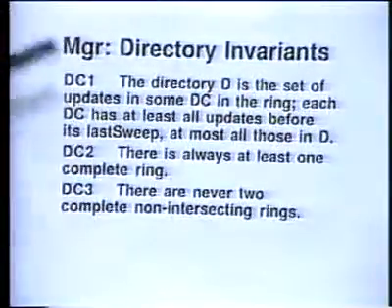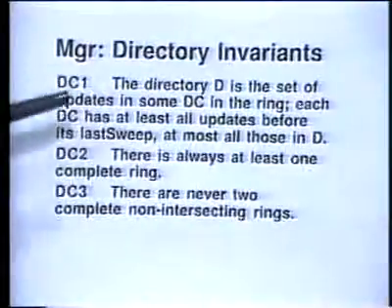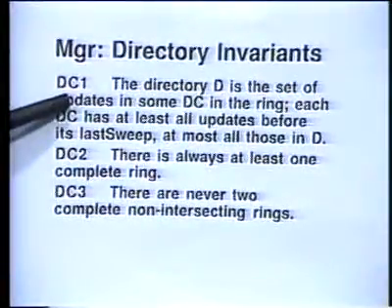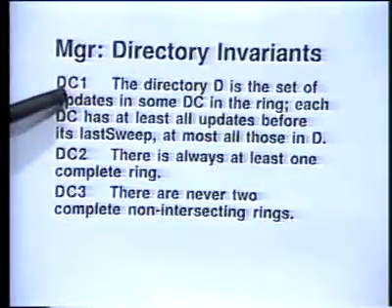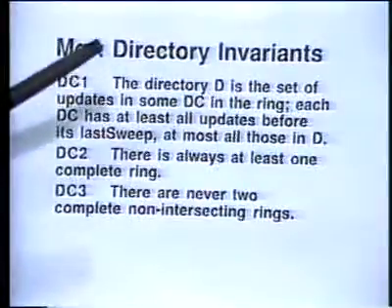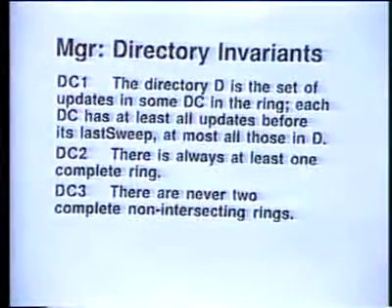Okay, so we can summarize all that as follows. The manager sees the following directory invariants. Well, the first thing he sees is the directory D consists of the set of updates that are stored in some directory in the ring. So that's the definition. That's what relates the contents of all these copies to the abstract specification of what the directory itself is, which doesn't correspond to anything that you can physically see.